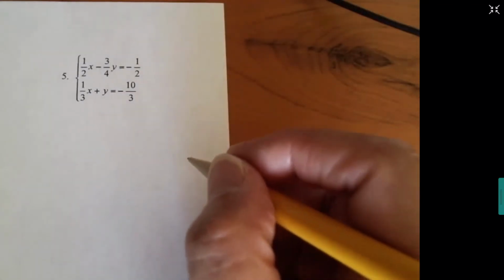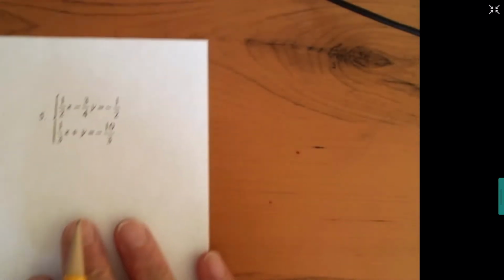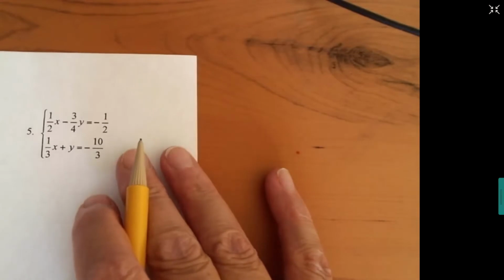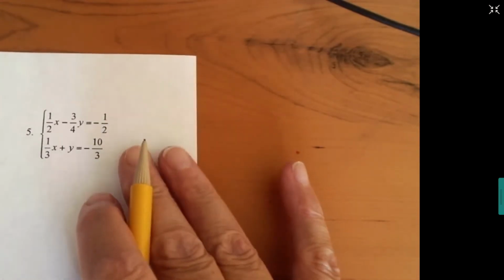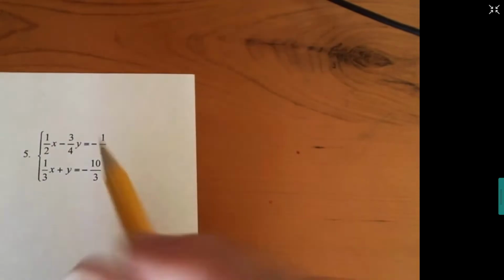Okay, so in this video we are going to continue our work with the substitution method by solving this system of equations that has coefficients that are fractions. So what we want to do is clear the fractions from each of these two equations. Let's take a look at just the first equation, the top equation.